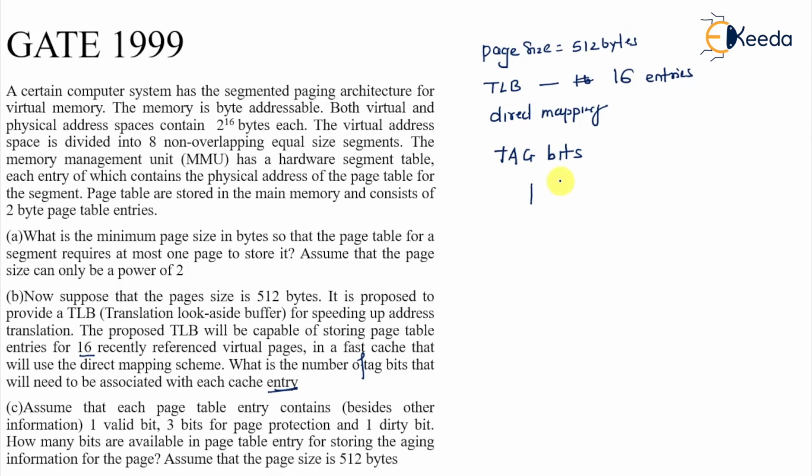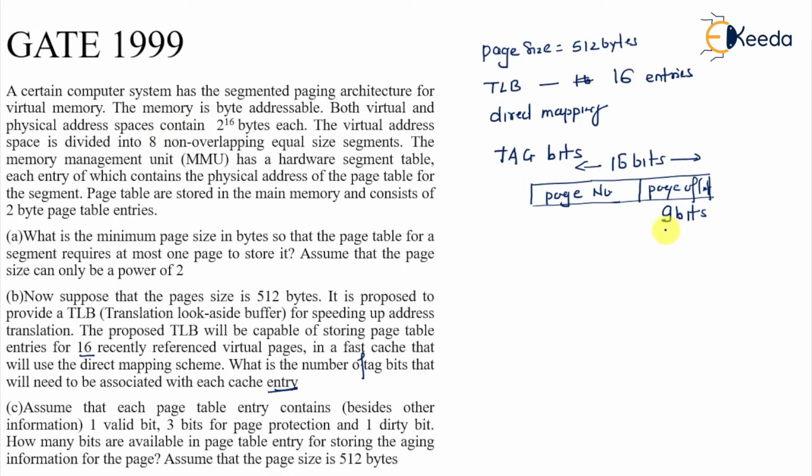Now here we have this virtual address space equal to how many bits here? 2 to the power 16. So there are 16 bits, and this will be divided into two parts, page number part and page offset part. Out of 16 bits, 9 bits are for the offset, because memory is byte addressable. It is not mentioned, but we can assume that.